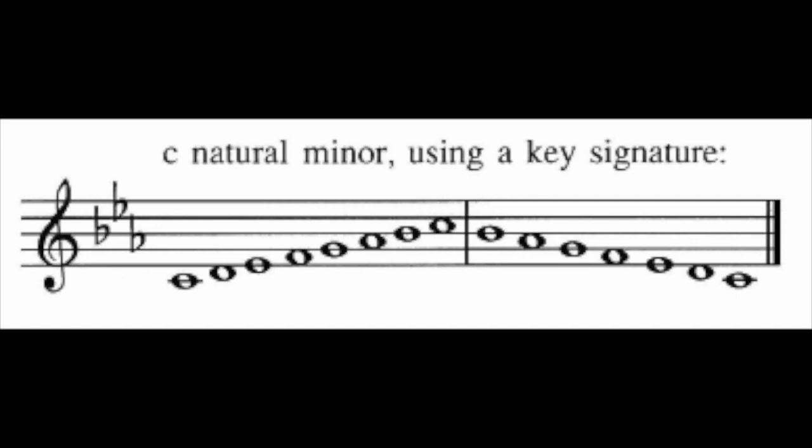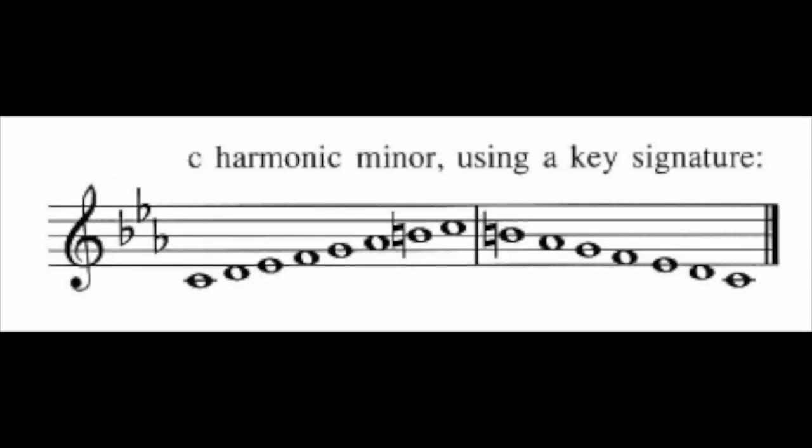Well, quite simply, instead of making it a sharp, we're still going to raise it a semitone, but remember, we go from flat to natural to sharp. So instead of a sharp, we're just going to put a natural sign next to that B flat to raise it up to where we need to be.